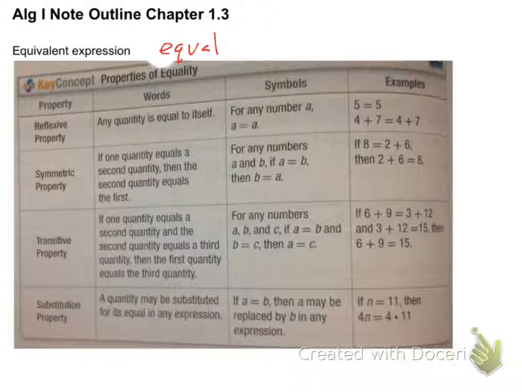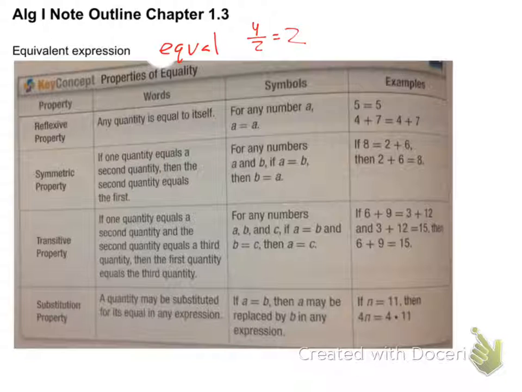I think most of us would understand that 4 over 2 is equal to 2. Yes? Those are equivalent expressions. One's the simplified version of the other. And so what we have here is properties of equality, properties of equalness. We have something called a reflexive property. We have a symmetric property. We have transitive property and substitution property. These are all things that you guys will have to use. And what do they mean?